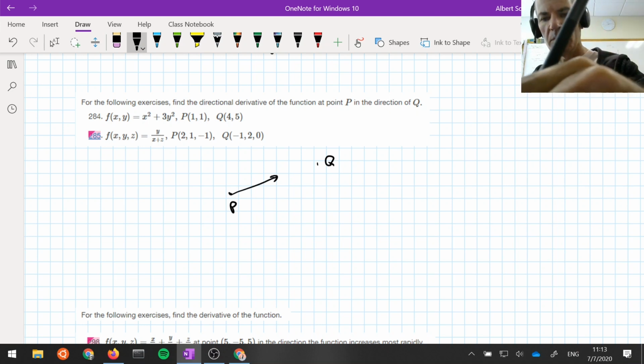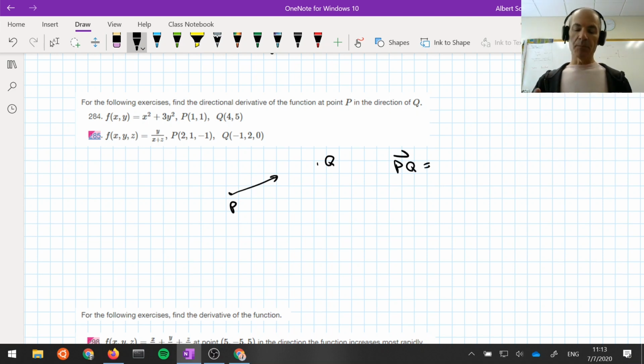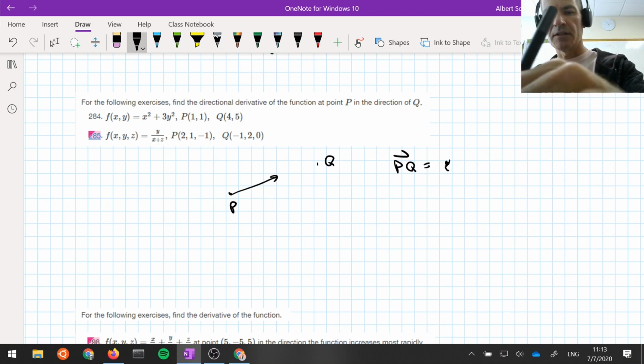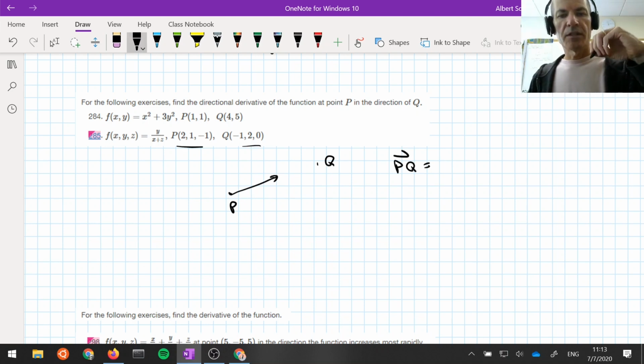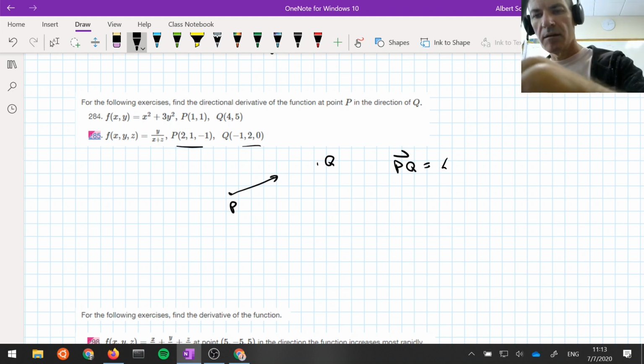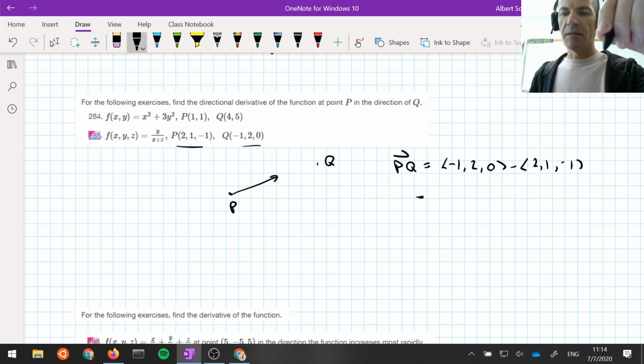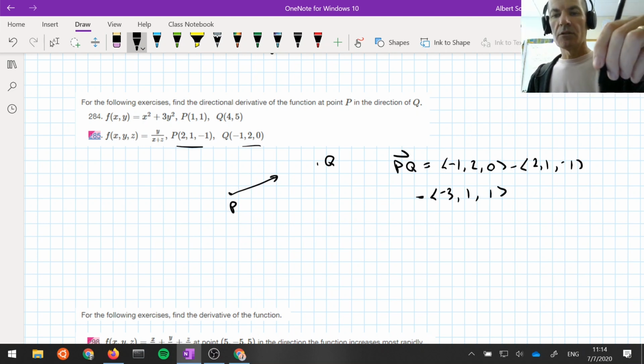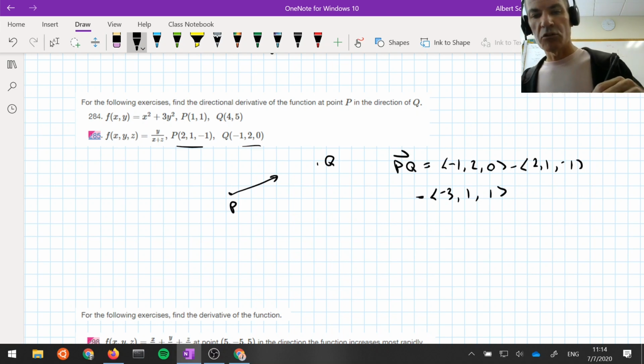That means we have to compute the vector PQ, which we learned a couple of chapters ago. Sorry, let's focus on the problem at hand. So we take Q minus P: (-1, 2, 0) minus (2, 1, -1). We subtract component-wise. Negative 3, 2 minus 1 is 1, and 0 minus negative 1 is 1. So that is the direction that we're interested in going.